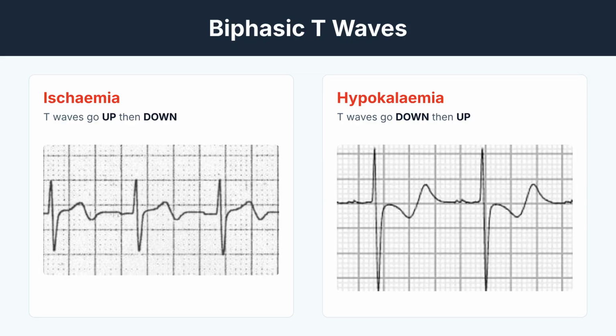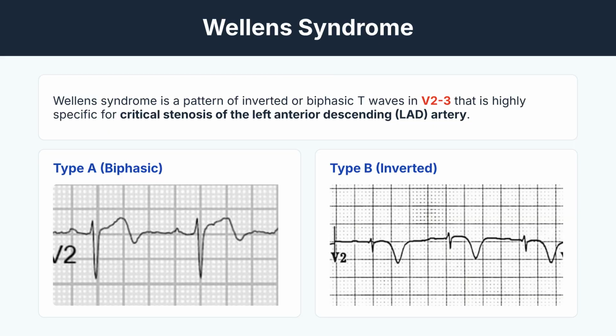In ischemia, T-waves go up, then down. In hypokalemia, the pattern is down, then up. Wellens syndrome, defined by inverted or biphasic T-waves in V2-3, is highly specific for critical stenosis of the left anterior descending artery. There are two types, type A, biphasic, and type B, inverted.